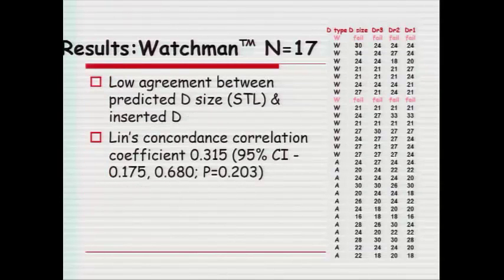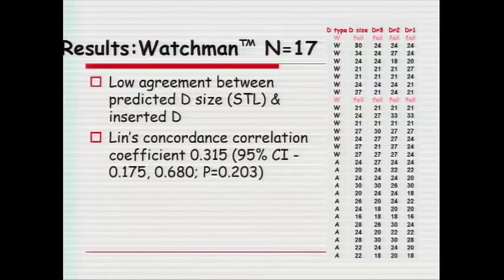Now, this is a rather busy table, but let me just walk you through it. So here you can see the device type, with the upper part being the Watchman device, and these being the Amplatzer device. This is the actual device size which was inserted during the procedure, and these are all 3 physicians who have identified the different device sizes that they want to use when they use the STL. So you can see that these are 2 procedures that have failed, that all 3 physicians have actually predicted that these will fail.